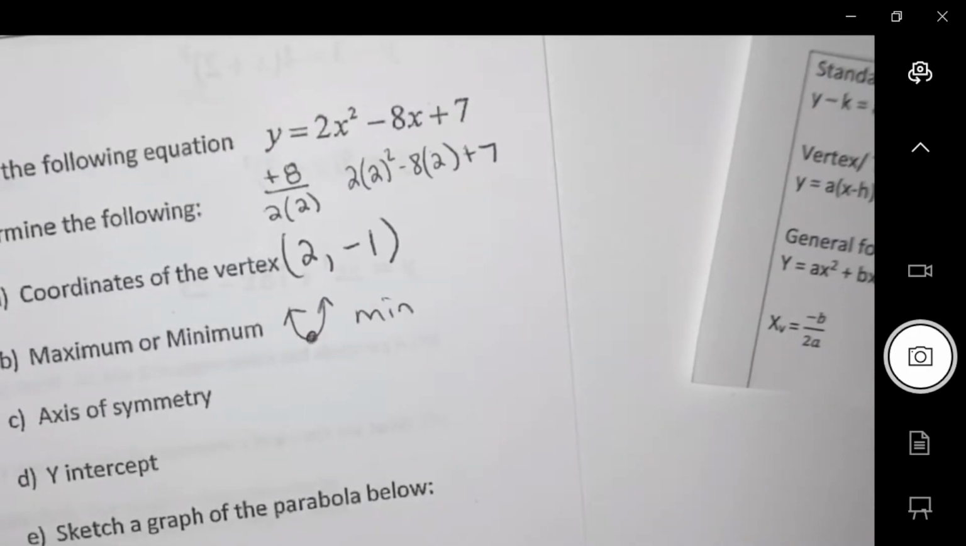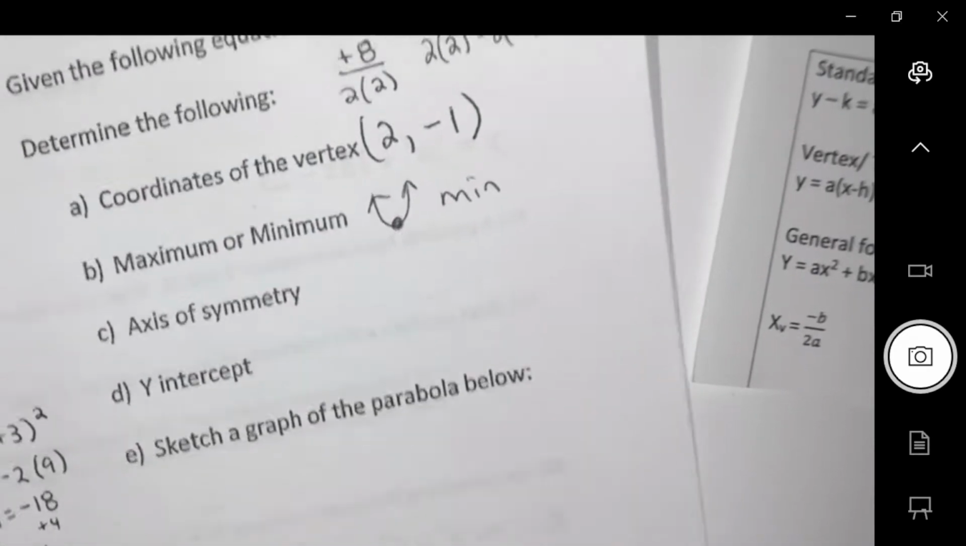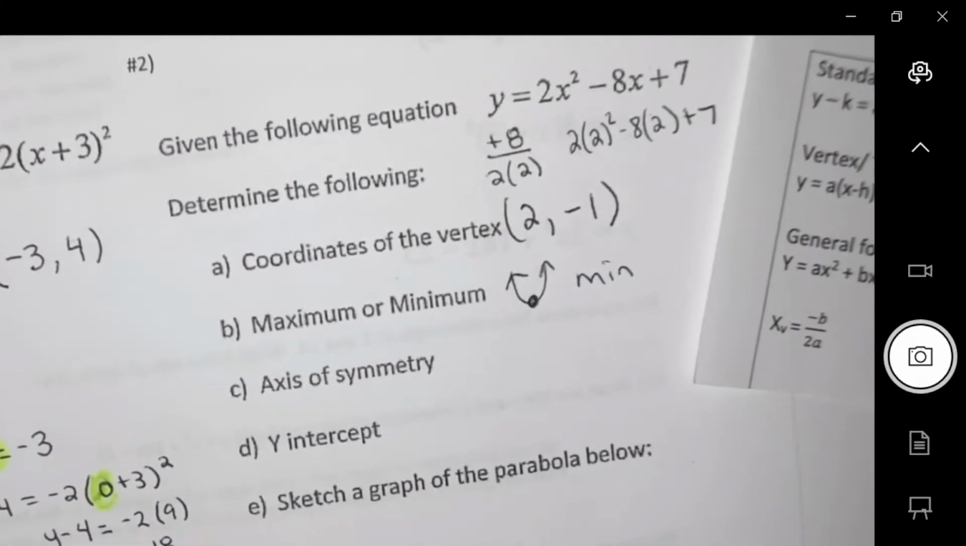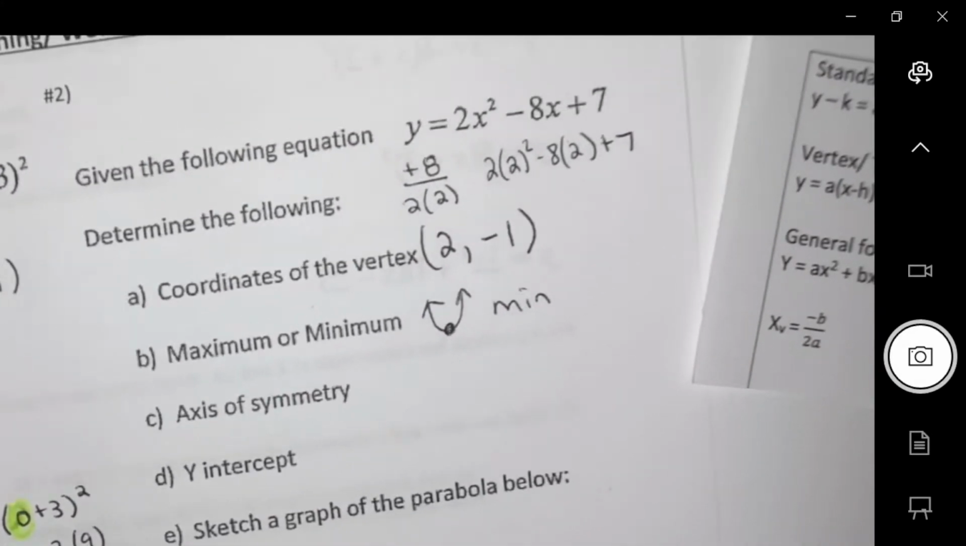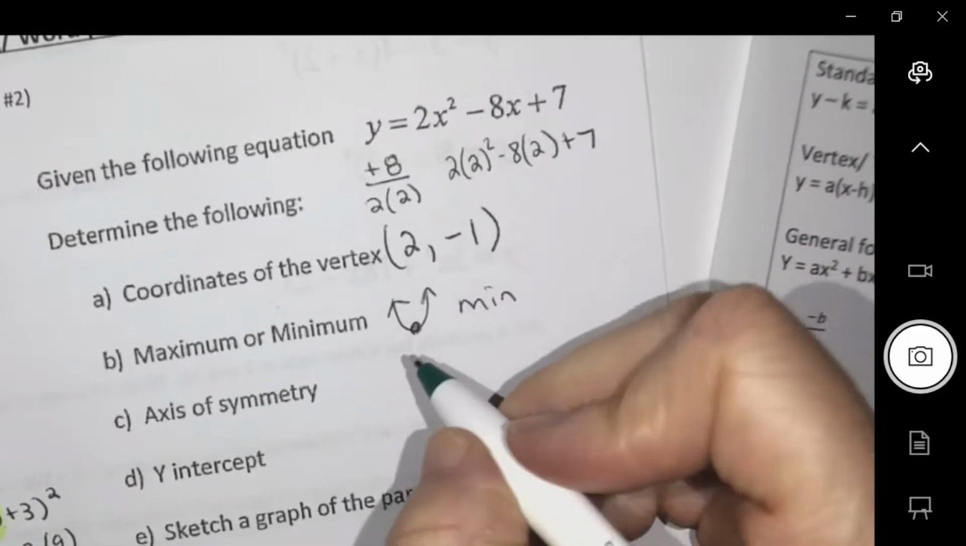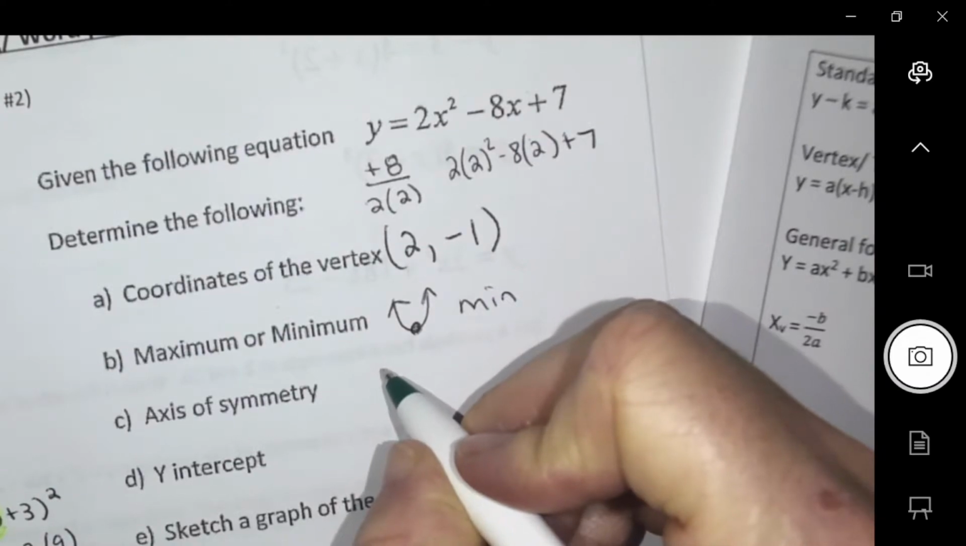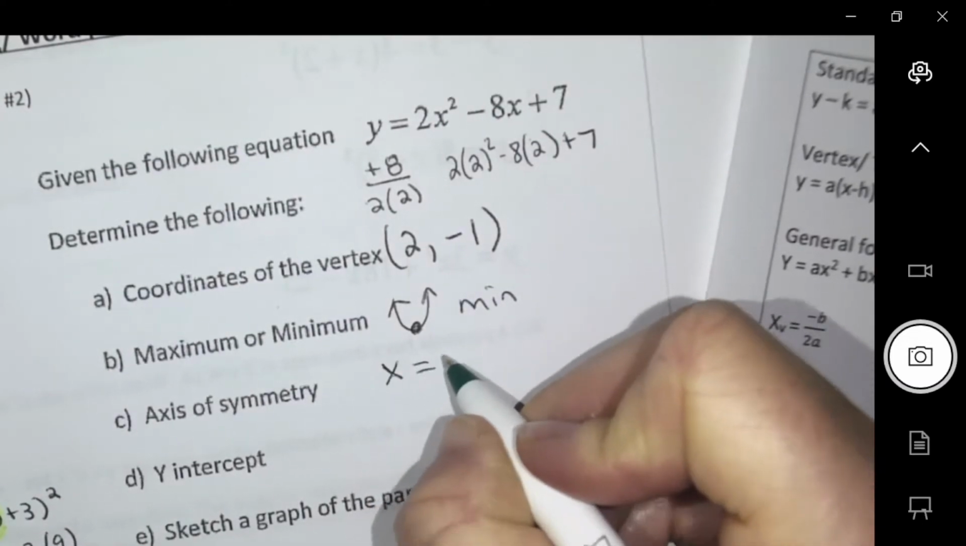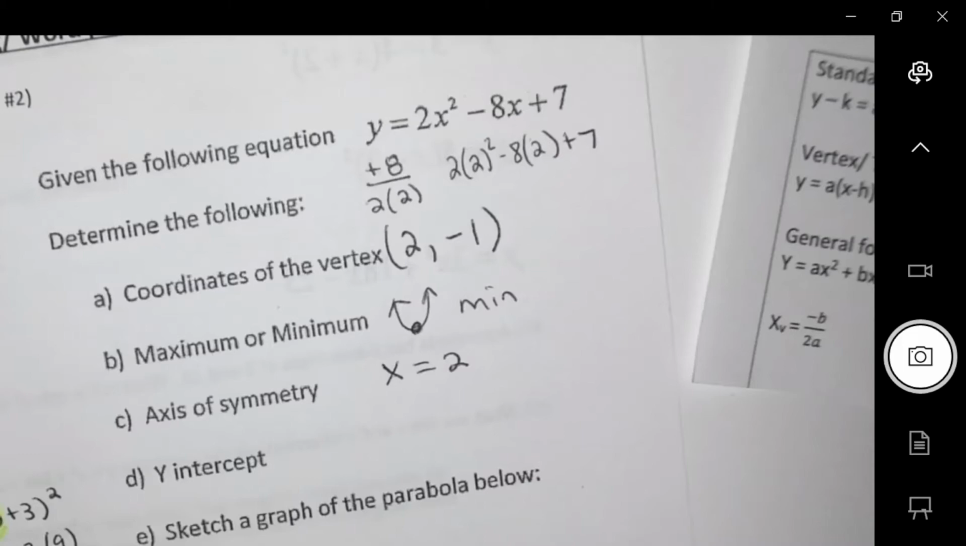So what does that make the last question? If it opened like that, I now have a max, right? Axis of symmetry, where does it cut through? The middle. The middle, which is the number 2. So I need an x equals 2.